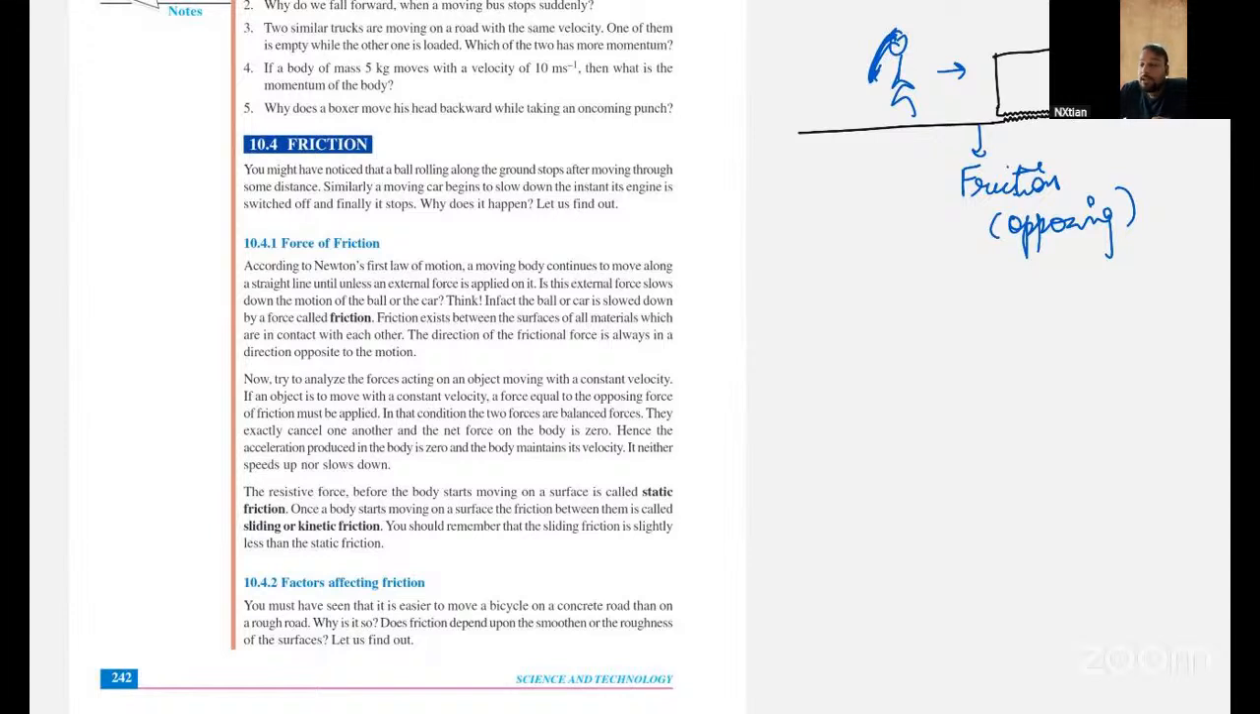So what I'm trying to say is, friction is there. That is why we are not able to fall. For example, who does house cleaning?